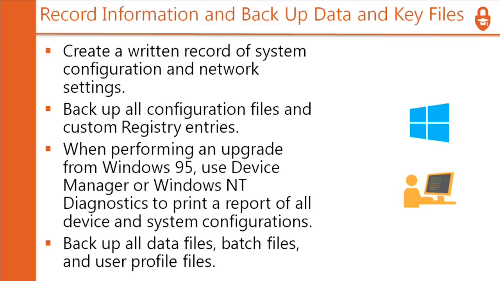Record information and backup data and key files. So you want to back up all of your stuff because at any time that thing could just nuke the drive and you're done. You could lose everything on it. So you create a written record of system configuration and network settings. So your IP addresses, gateways, all that kind of stuff, your DNS settings. You back up all your WINS servers, all that kind of stuff. And then you back up all configuration files and custom registry entries. So you might have some custom registry entries for something.